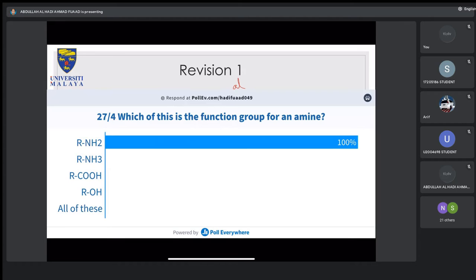Any other options? No? I'll give you guys 10 more seconds, if anyone thinks they want to change. I have 24 responses. Probably more. Okay, all right, so done with that. So everybody's correct: R and H2.